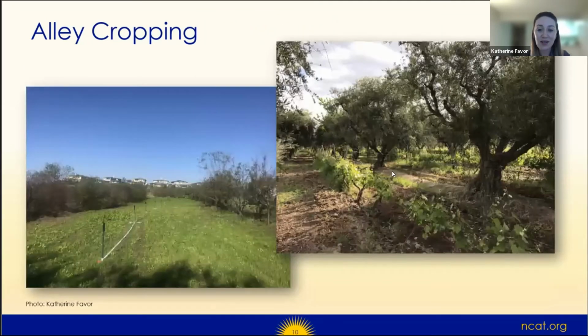These are some more examples of alley cropping. The picture on the left is an elderberry system. You can see on the borders, you've got elderberries, and then this is a cover crop that went in, but the field is getting prepared to have pumpkins on it. So this is going to be a pumpkin and elderberry alley cropping system. And then on the right, we've got a grapevine and olive alley cropping system, and that's actually in Mendoza, Argentina.